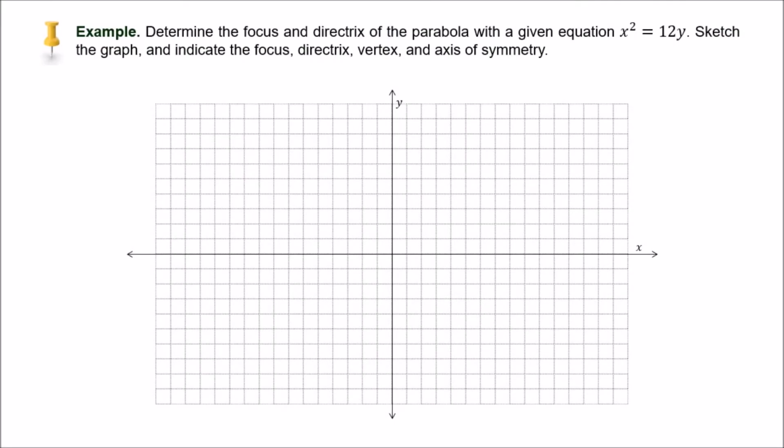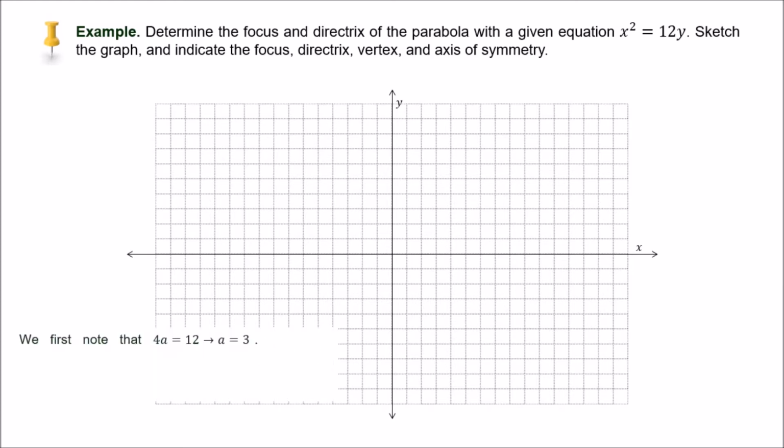Determine the focus and directrix of the parabola with the given equation x squared equals 12y. Sketch the graph and indicate the focus, directrix, vertex, and the axis of symmetry. For the solution, we first note that 4a is equal to 12 in the given equation, which implies that a is equal to 3.